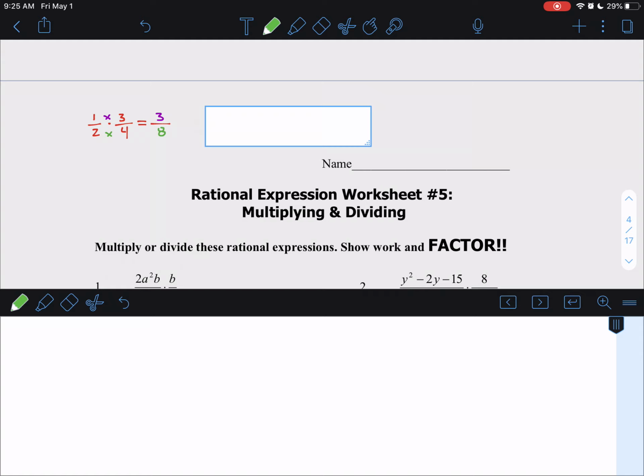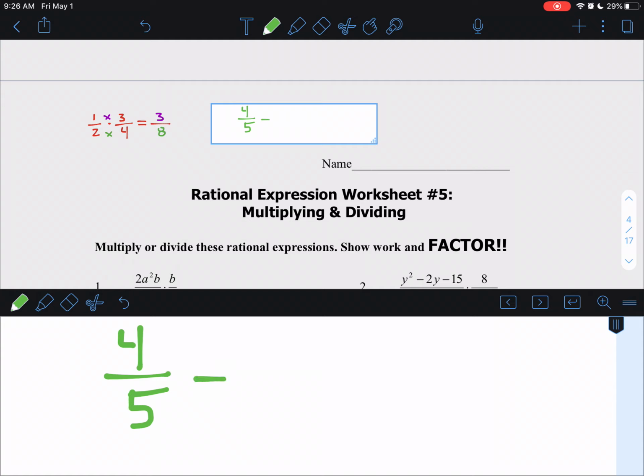And if I'm dividing fractions, we're going to do something that hopefully y'all will remember. Let's say 2/5 divided by 2/3.